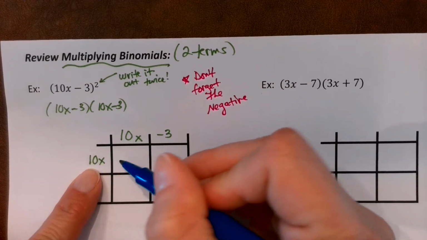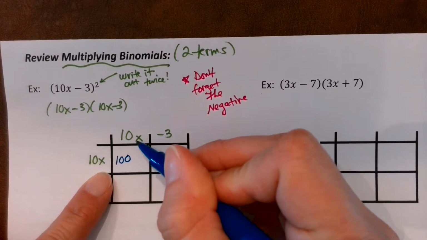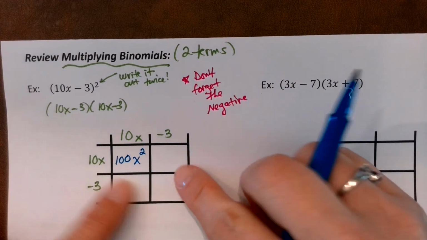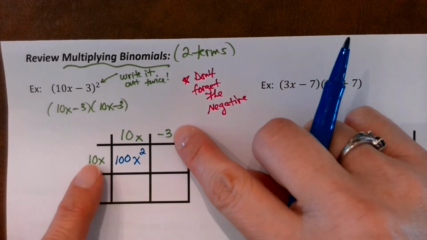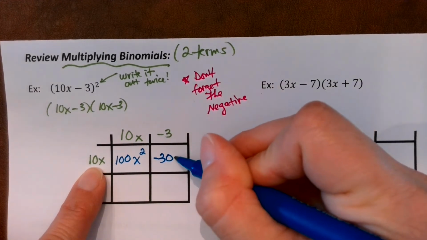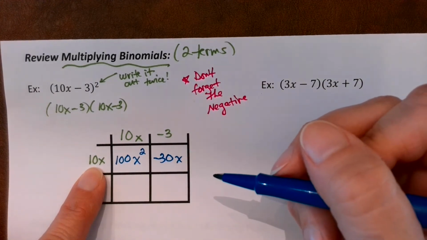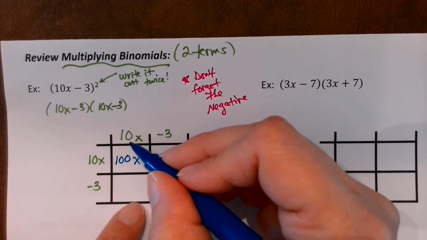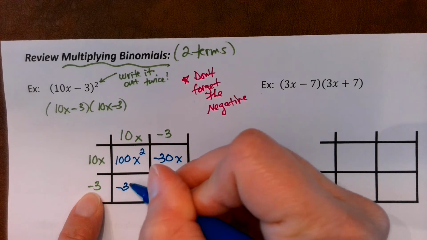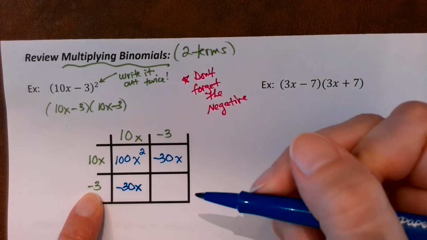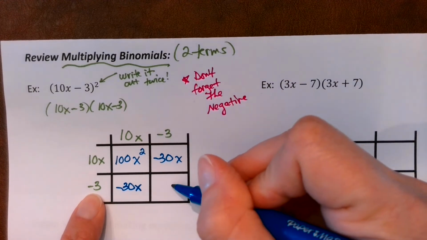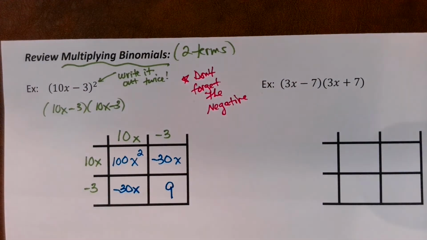10 times 10 is 100. X times x is x squared. Now I'm going to go to the second one. 10 times negative 3 is negative 30 with an x. This one right here: 10 times negative 3 is again negative 30x. And negative 3 times negative 3 makes positive 9.